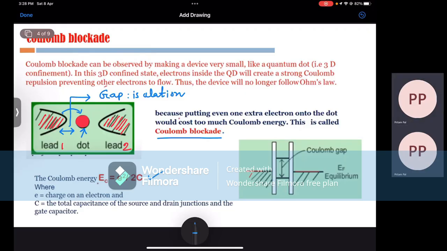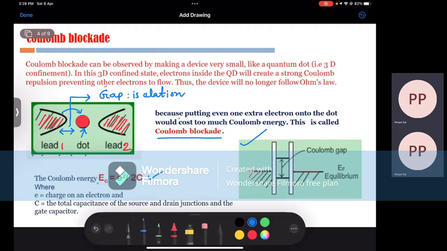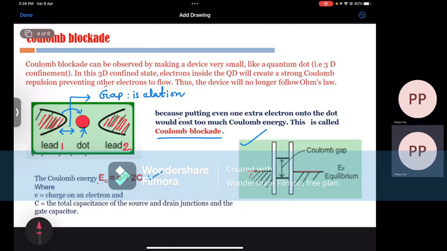So here you can see how the situation occurs. This is the allowed energy state. I'll change the color. So let's say this is the allowed energy.